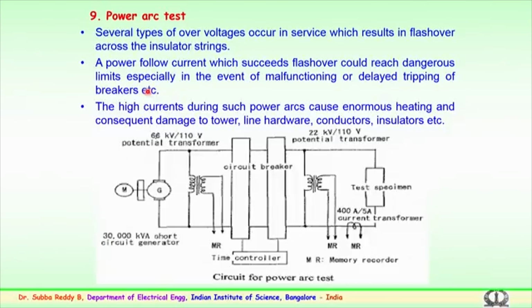So, the high currents during such power arcs cause enormous heating and consequent damage to the tower, line hardware, conductors, insulators and other electrical equipment which are connected in the network. So, a typical circuit for the power arc test is given here. You have on one side a short circuit generator with the circuit breakers and the controllers. On the other side you have a transformer of known ratio, and you have a test specimen.